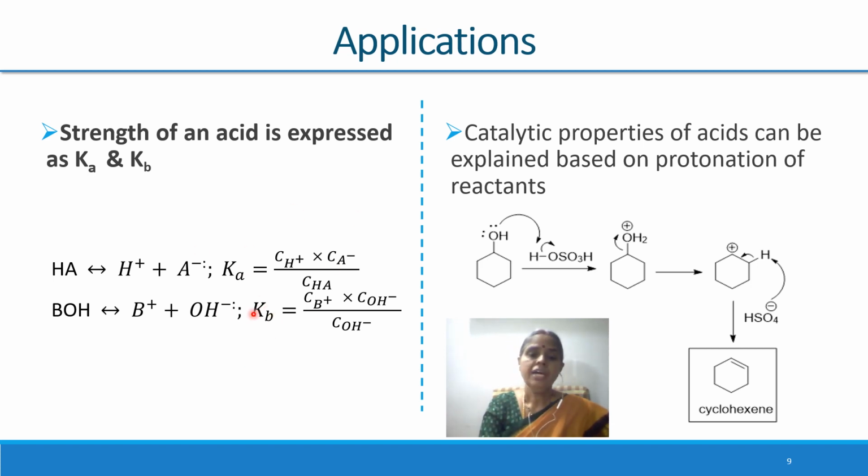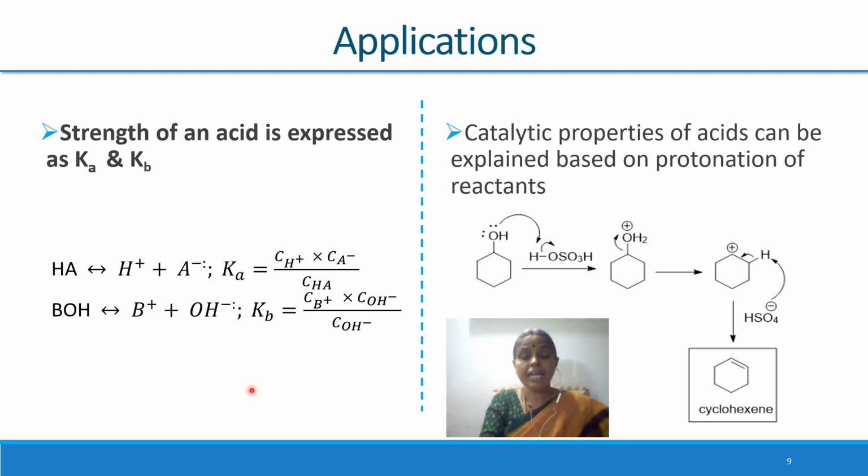Also, we know that strength of an acid or a base is expressed in terms of acid dissociation constant Ka and base dissociation constant Kb. We can see in this particular equation HA is the acid releasing H plus and A minus. Now, we can see through this equation that Ka is directly proportional to the concentration of H plus ions. Similarly, BOH is releasing B plus and OH minus, and Kb, which is the base dissociation constant, is directly proportional to the concentration of the OH minus ions.